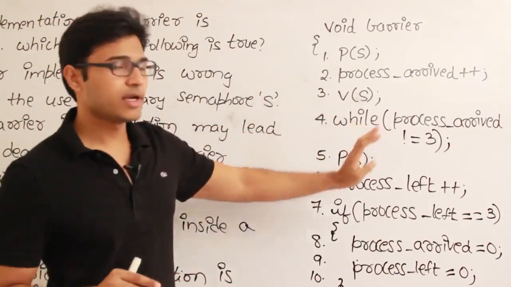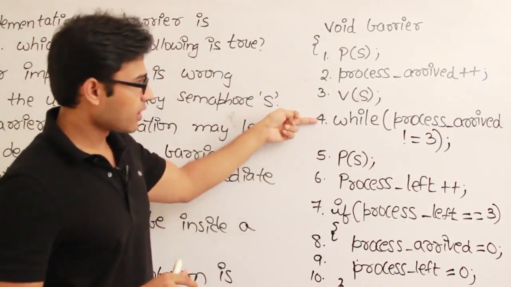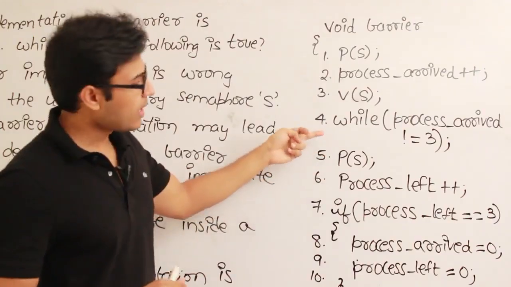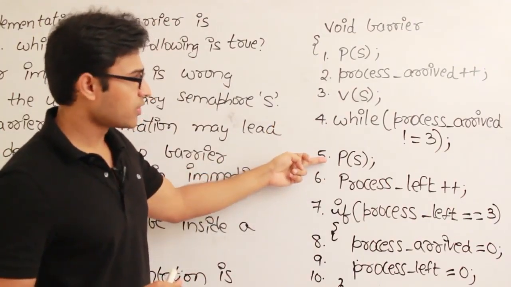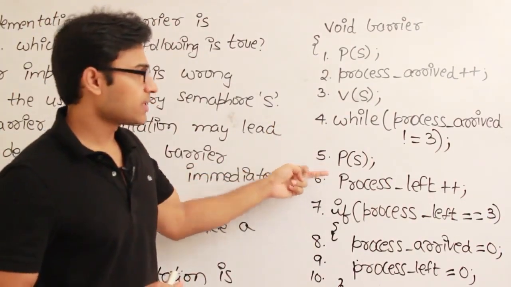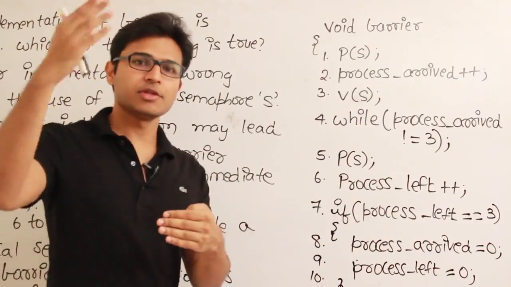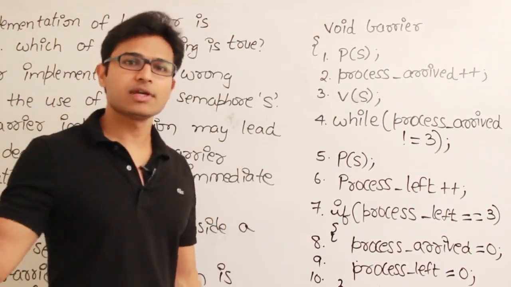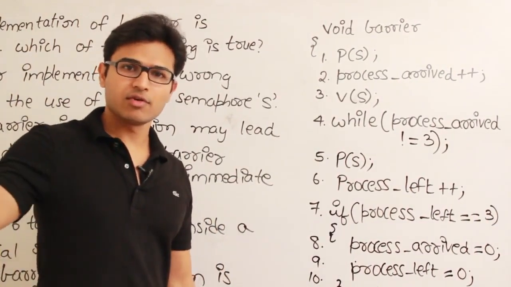Once all the 3 processes have arrived there, that is, process arrived equals 3 at some point, then each process will come out of this loop one by one, right? And let us say the first process came out, then what it will do is, it will access process left minus minus, which means you are now jumping the wall. Before jumping the wall, you are going to say that I left, which means process left equal to 1.